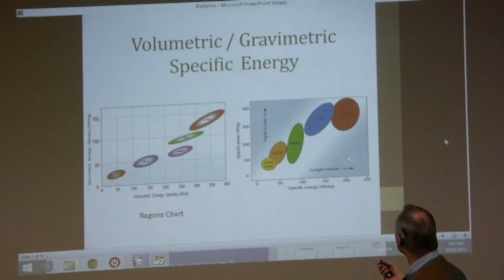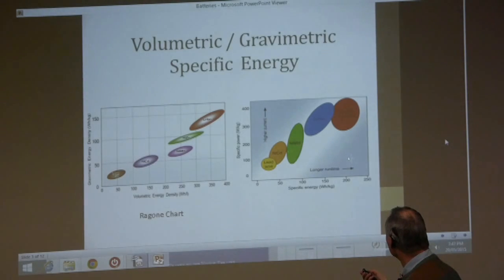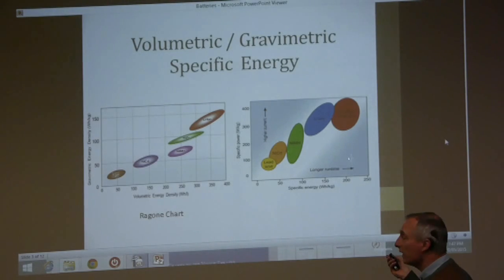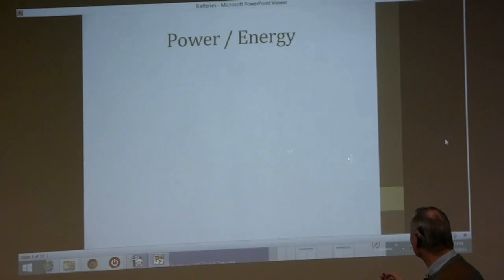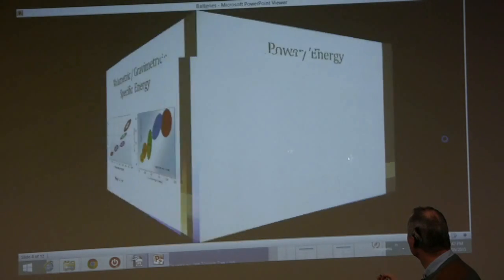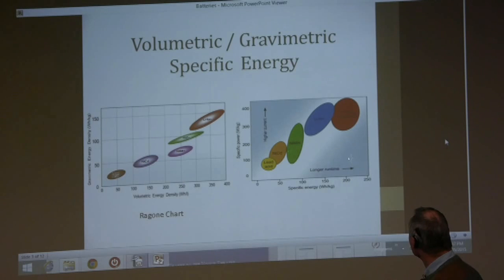And then there's also the gravimetric, which is almost the same, but now you look at the weight. How heavy is it? If you have a battery of 1 kilo, how much energy can you get in there? And then, let me go back. You see that the different chemistries have different gravimetric specific energy.